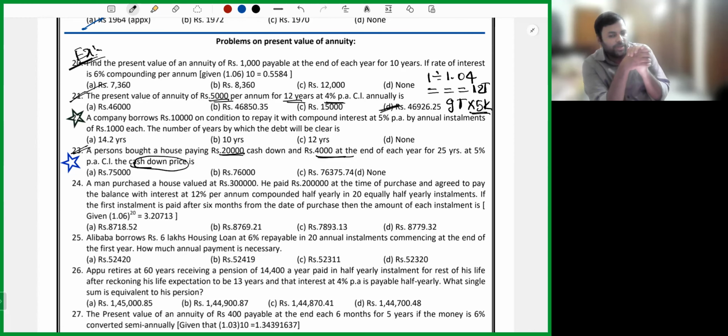Here, how much did he pay, my dear friends? Already he paid 20,000. Every year he's paying an installment of 4,000. What will be the present value of all this 4,000? Or what will be the purchase value? If you pay the cash immediately and take the asset, how much cash you will pay immediately to take the asset, that is called cash down price. So what is cash down price? Cash paid immediately to take the asset is called cash down price. How will you calculate? You will calculate using present value.